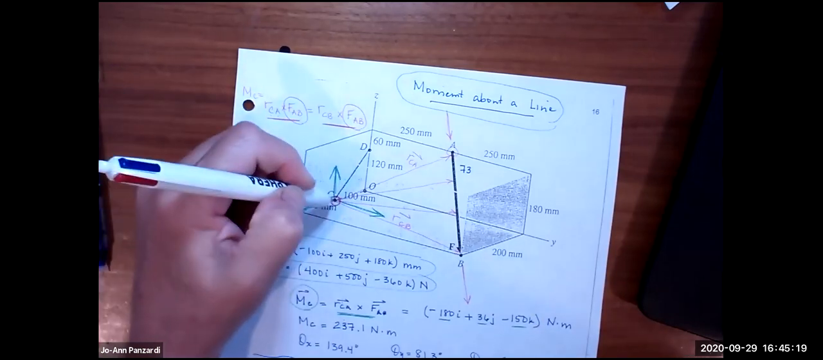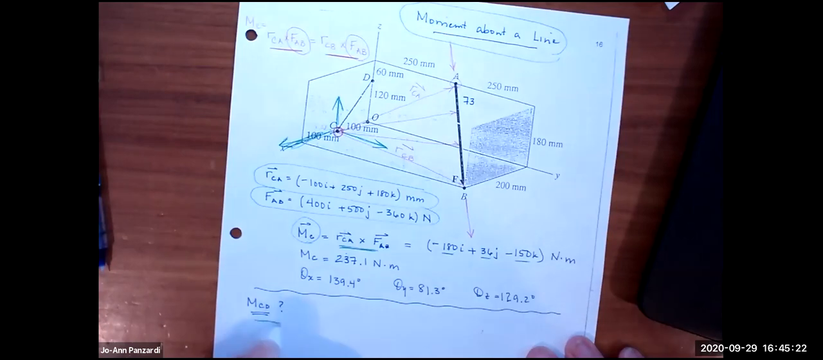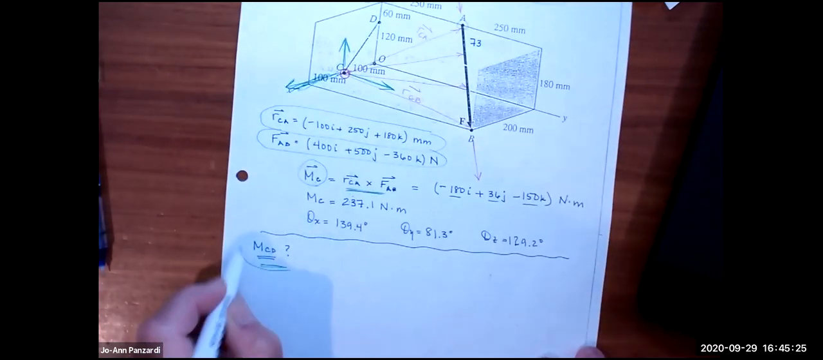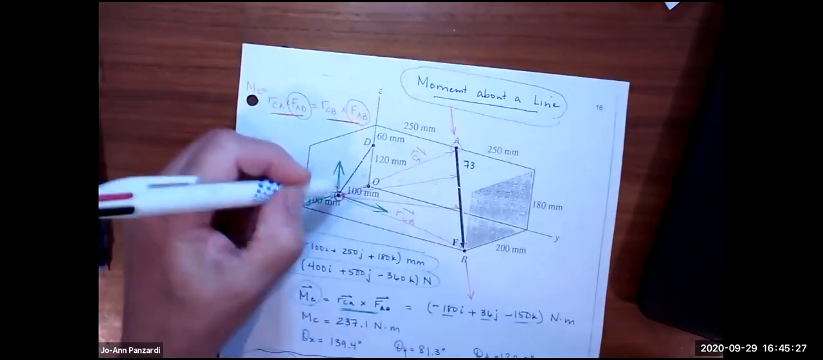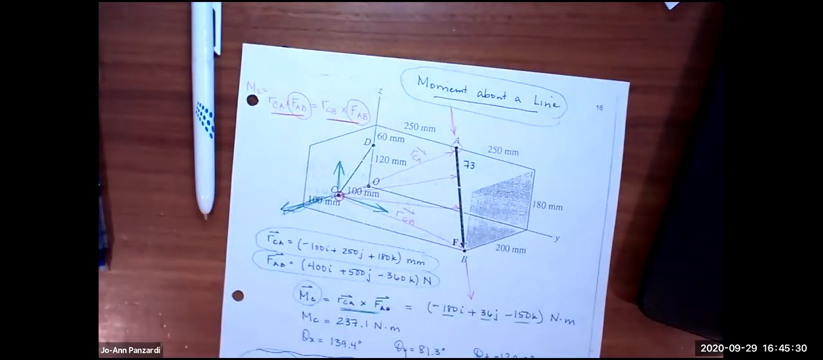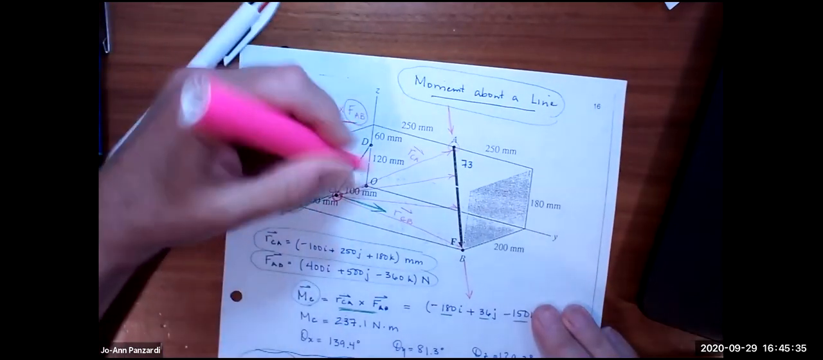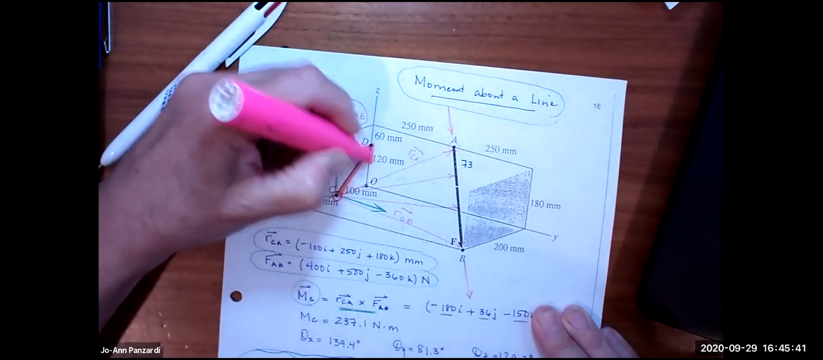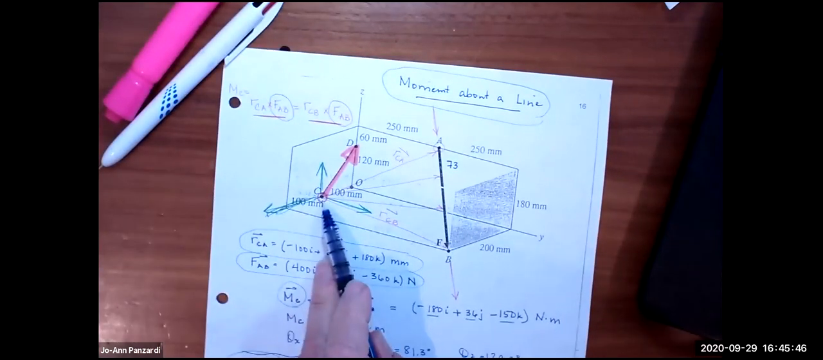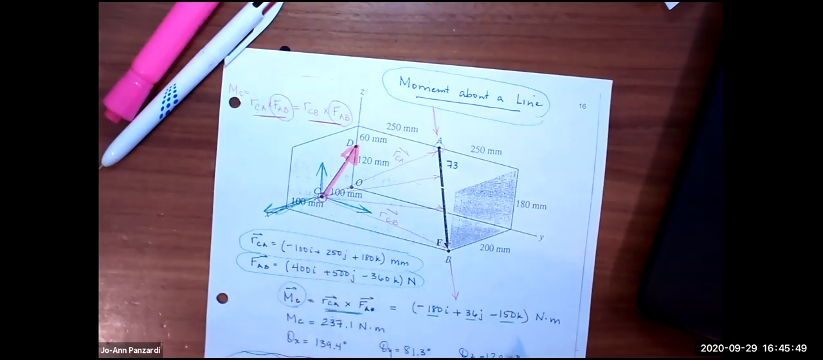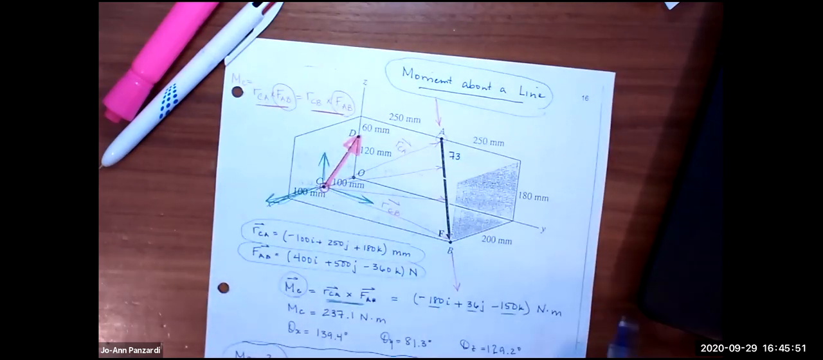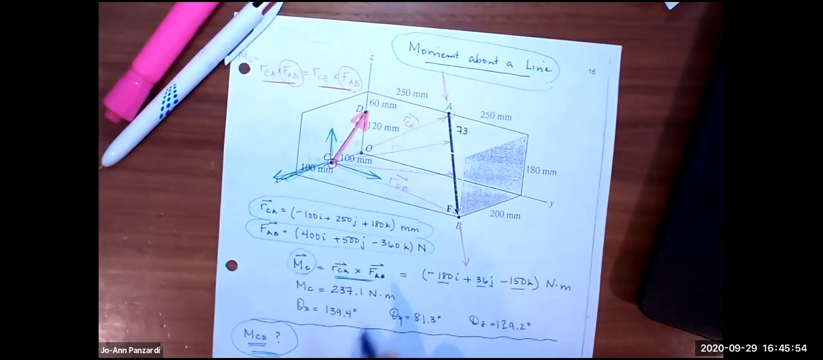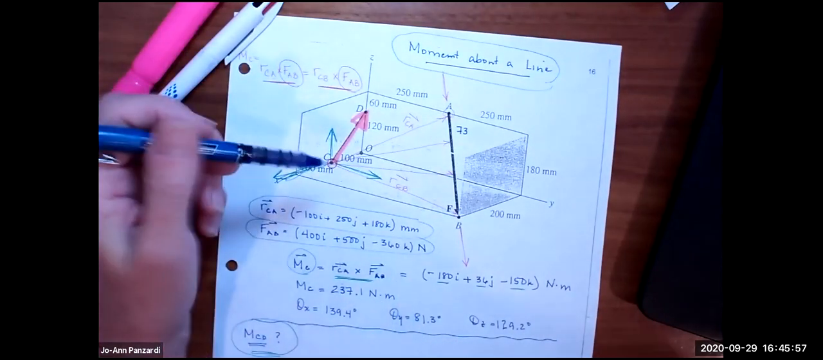So the line that I want to find the moment about, I have it written right here. Can everybody see this right here? I want to find the moment about line CD. I already found the moment about point C, and I know the X, Y, and Z components, but I want to find the moment about line CD. So could you guys think about this?